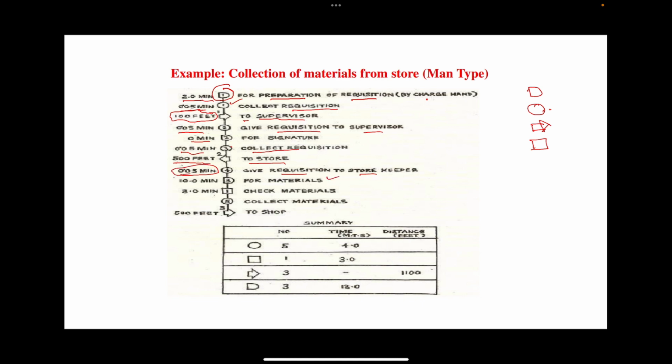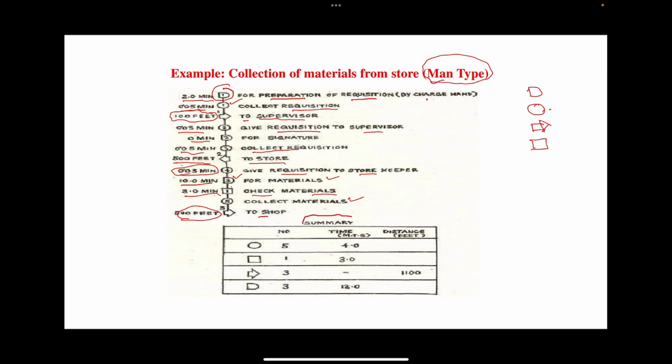And for materials, there is a delay of 10 minutes. Then you have the inspection operation for checking the materials, which takes 3 minutes. And then you collect the materials and take them to the shop, a distance of 500 feet. So this is a man type flow process chart, showing what a man does. This process chart shows all the operations this man is doing, using these elements of work or symbols.